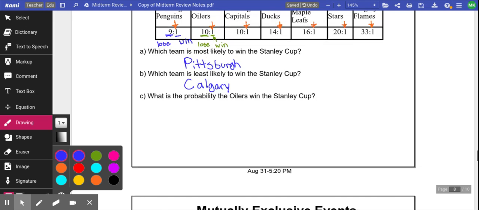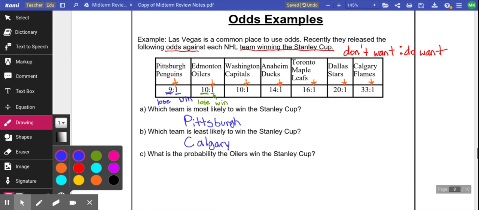C, what is the probability of the Oilers winning the Cup? That's a great question because we now have to somehow go from odds, which is 10 to 1, and convert that into probability. Think about what odds is telling you. This was odds against. So that was telling me there's 10 things that I don't want, and there was 1 thing that I do want. Probability equals what you want divided by what's possible.